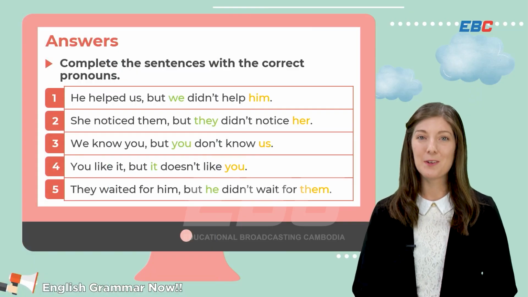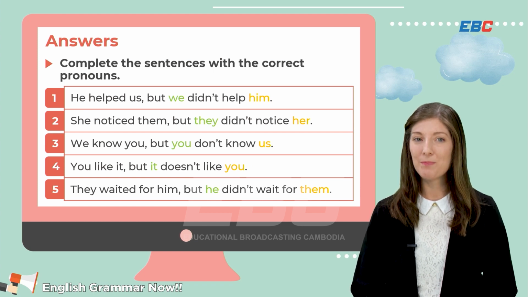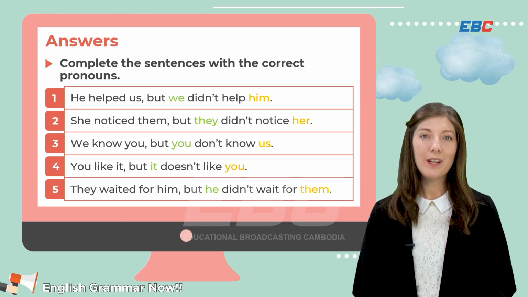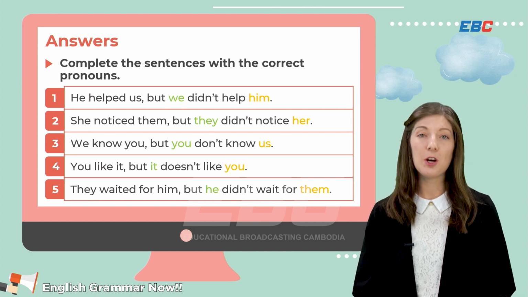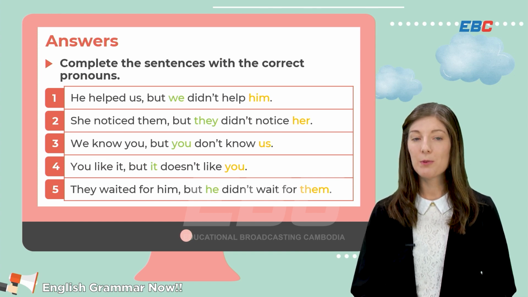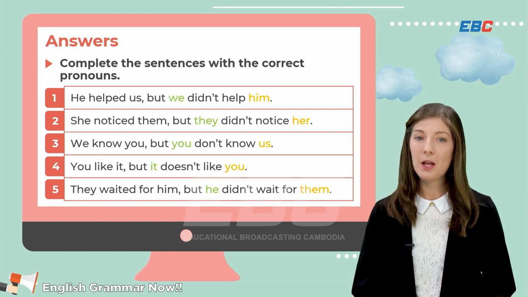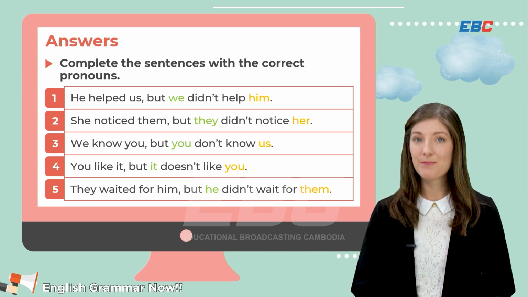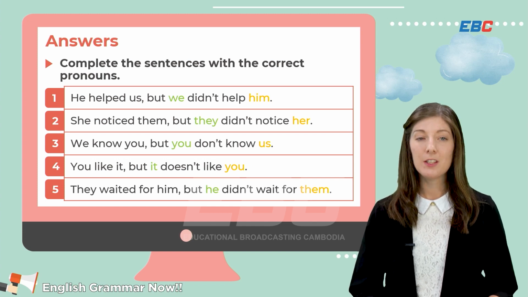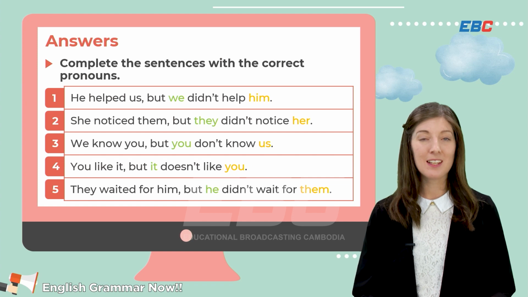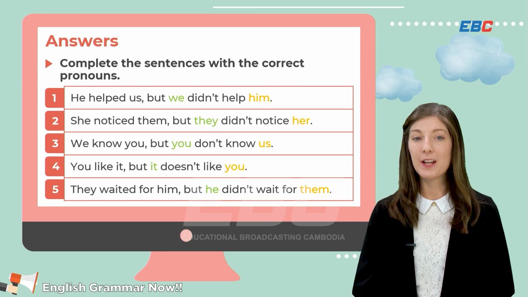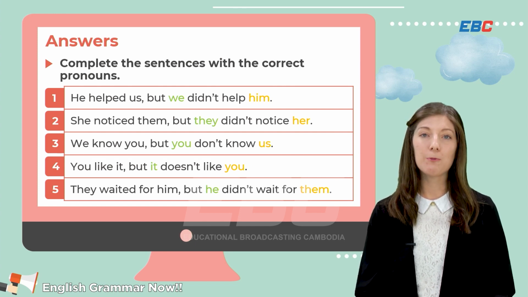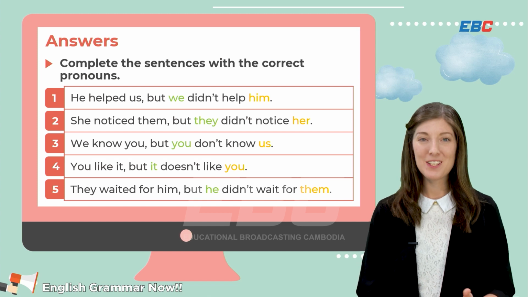Here's how we could fill in those blanks. For number 1, he helped us, but we didn't help him. Number 2, she noticed them, but they didn't notice her. Number 3, we know you, but you don't know us. Number 4, you like it, but it doesn't like you. Number 5, they waited for him, but he didn't wait for them. Great job!